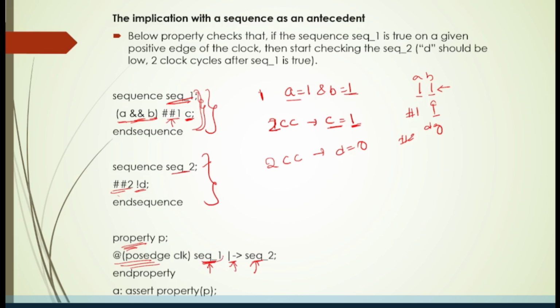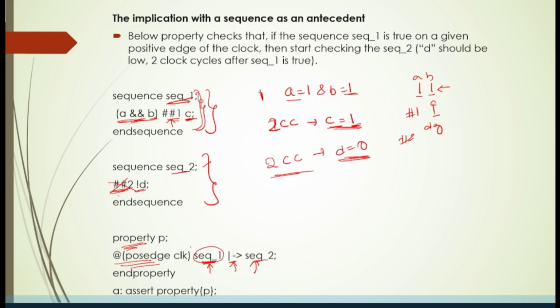As soon as sequence 1, that means as soon as A and B hash 1 C happens, then since I have given a delay here of 2 time units, after C is high, after 2 clock cycles D will be 0. But if I didn't mention any delay, then as soon as C is high, in that same clock cycle D will also be 0. Okay, so this is the implication operator.